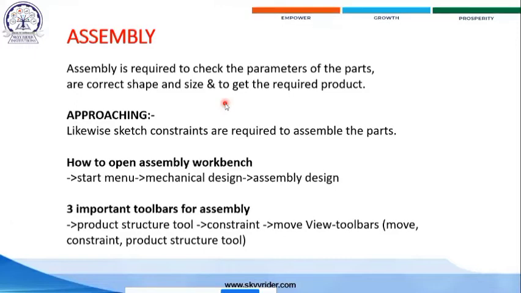And what will be the approach? The approach is the main and basic thing. We have to make our components with proper shape and size, then we can maintain the assembly and make the assembly easily. Likewise, sketch constraints are required to assemble the parts. A constraint is restricting the degrees of freedom.